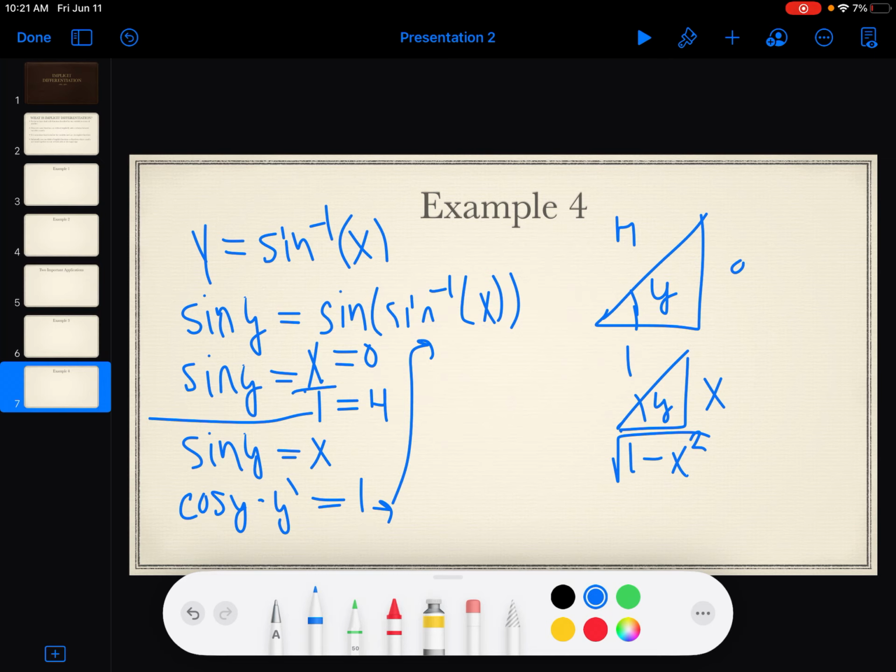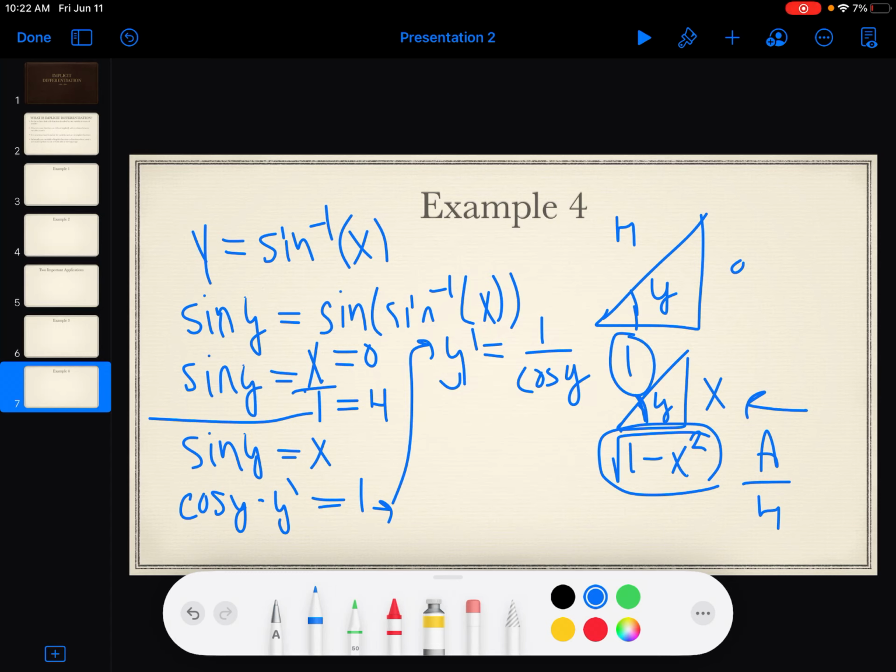Let's do it up here. So y prime is equal to 1 divided by cosine y. We're almost done. So dy/dx, y prime, is equal to 1 divided by cosine y. Well, what is cosine y? Remember, y is just an angle. Let's refer to the triangle. The cosine is the ratio between the adjacent and hypotenuse. What's the adjacent side here? y is this angle. The adjacent side is this, right? And the hypotenuse is this.